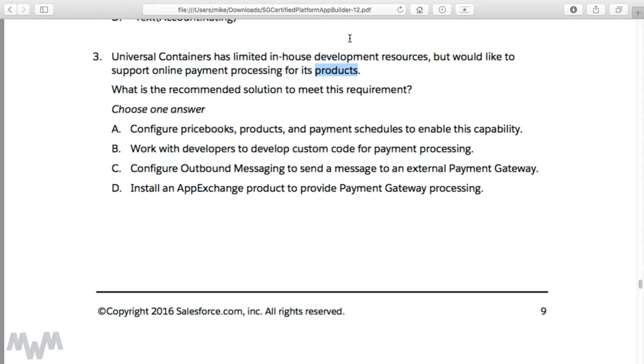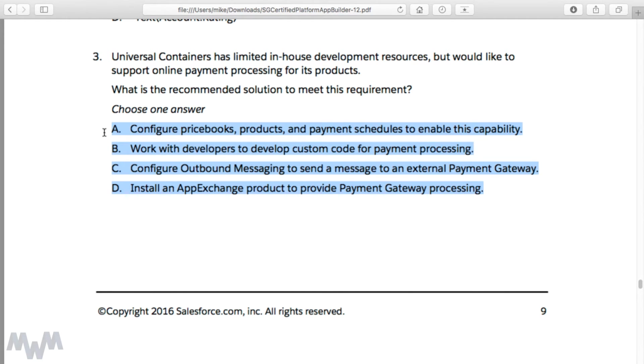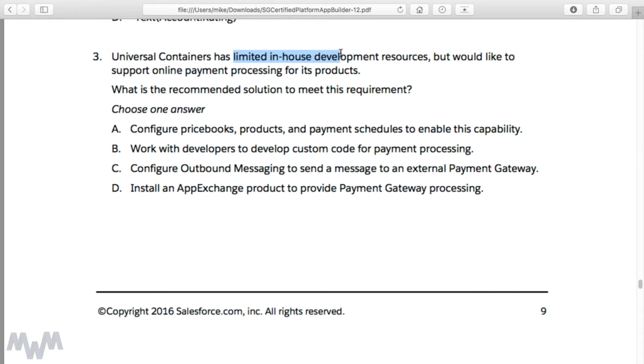So the key here, and this is how a lot of these questions are worded, you've got to take a step back and look at it as a whole and not grow discouraged when all of these answers at first blush seem correct, because in a way they are. But when you take a step back and take a higher level view of the question and you see, oh, Universal Containers has limited in-house development resources, so they're not going to be able to do some of this. That really rules out a lot of these.